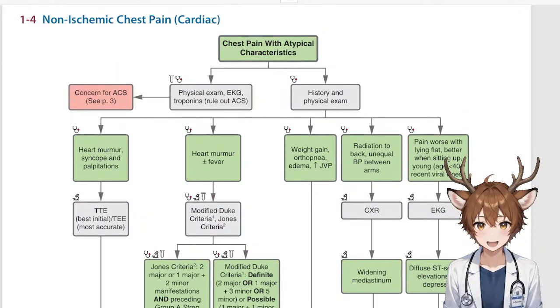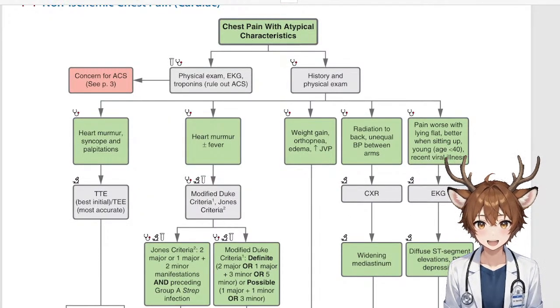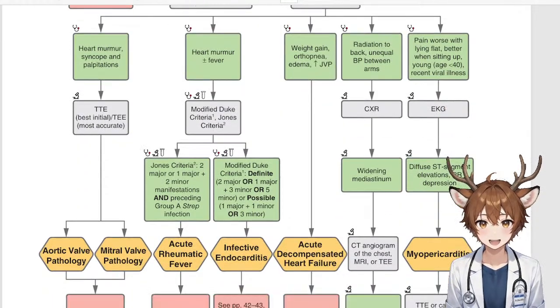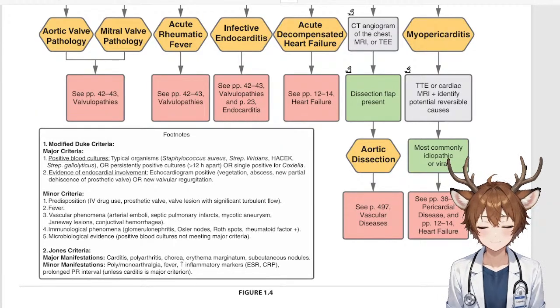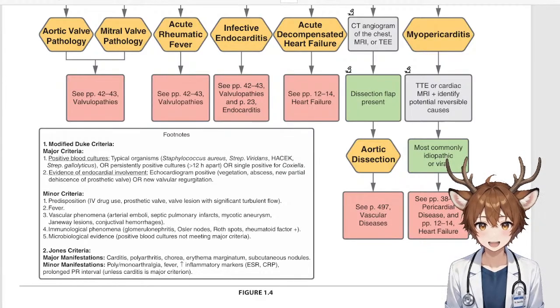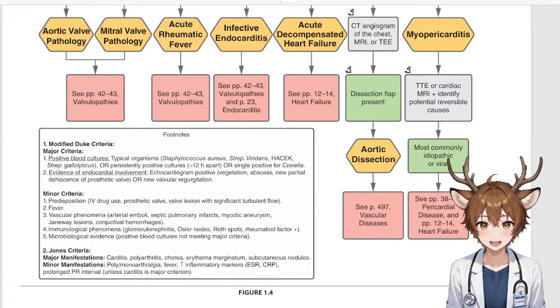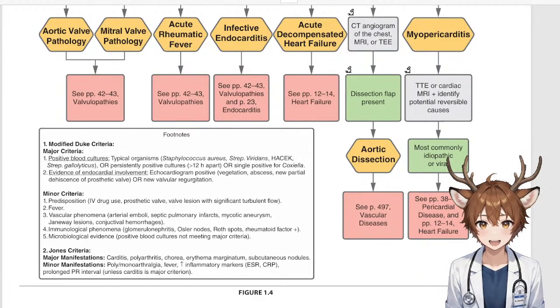What about, let's say, history and physical exam, we're thinking, okay, heart murmur plus or minus fever. What do we do? Modified Duke's criteria and Jones criteria. What about Duke's criteria? Modified Duke criteria, major criteria: positive blood cultures with typical organisms, Staphylococcus aureus, strep viridans, HACEK, Strep gallolyticus, or persistently positive cultures greater than 12 hours apart, or single positive for Coxiella.